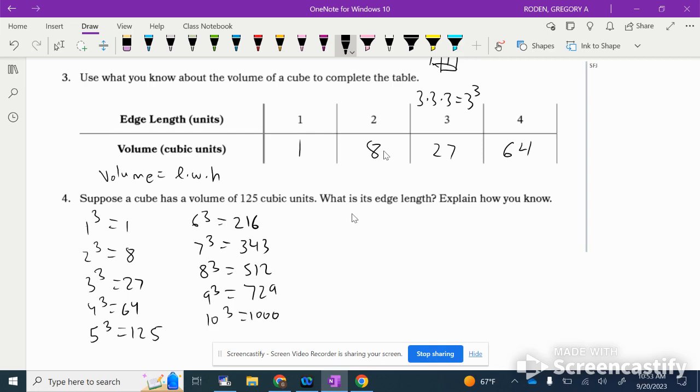Raise your hand if you need more time to write. Okay, one more minute.